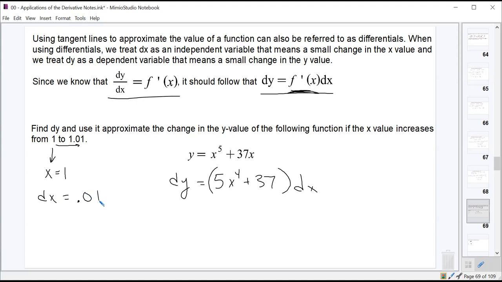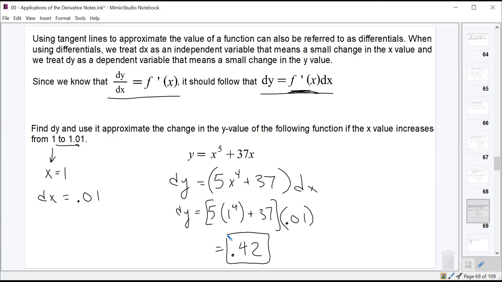So we'll plug those values in. We'll get dy, the change in y, is approximately equal to 5 times 1 to the fourth power plus 37, times 0.01. And so if we evaluate that out, we get 5 times 1 plus 37, which is 42, times 0.01, or 0.42. And so that's telling us that if x changes from 1 to 1.01, the y value of the function x to the fifth plus 37x is going to increase by about 42/100.